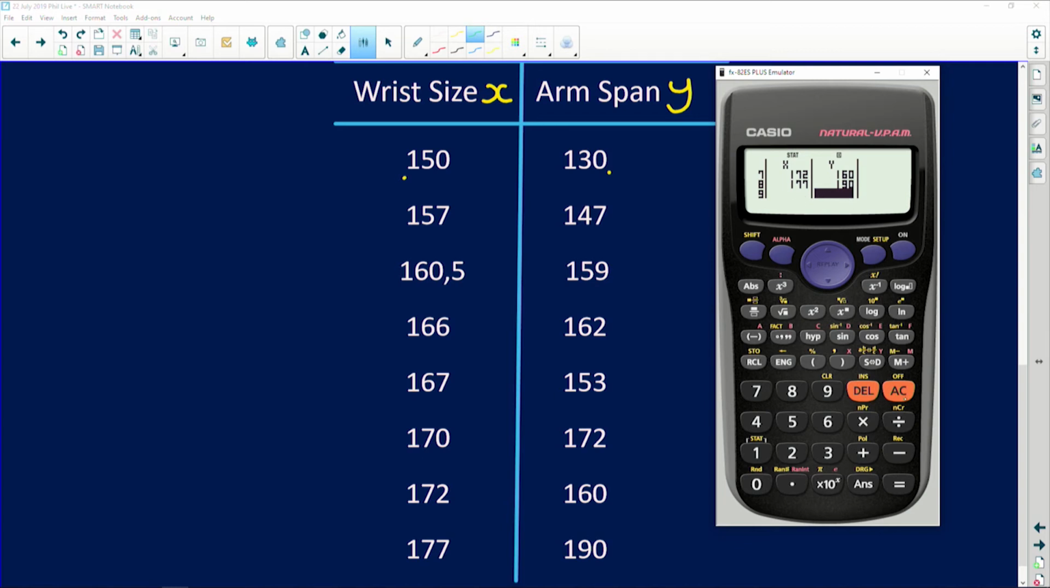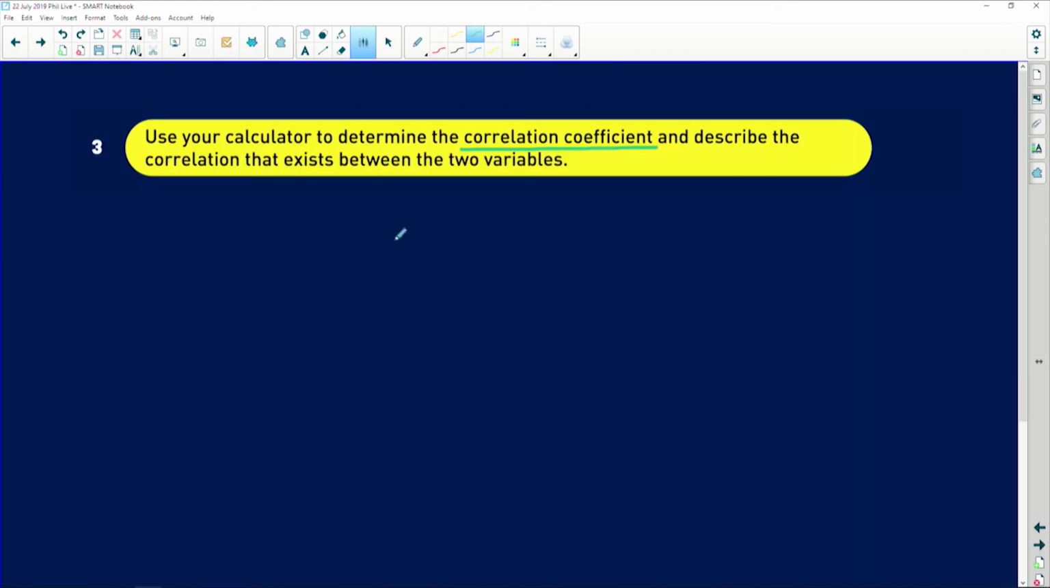So now we press AC to store all the data, press Shift 1 for stats, and because we're looking for the correlation coefficient, we're looking for regression 5. Remember, correlation coefficient is given to us by r. So we press 3 and equals, and we get 0,9.